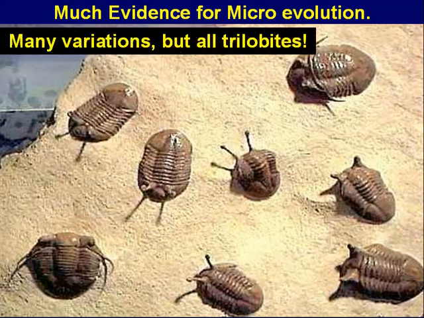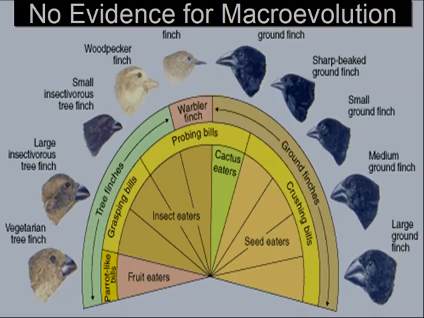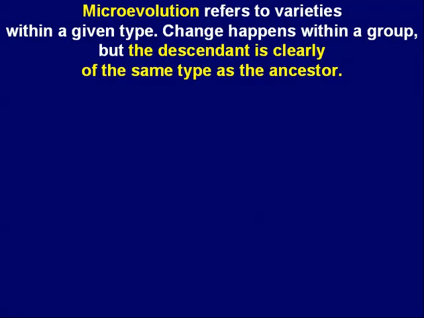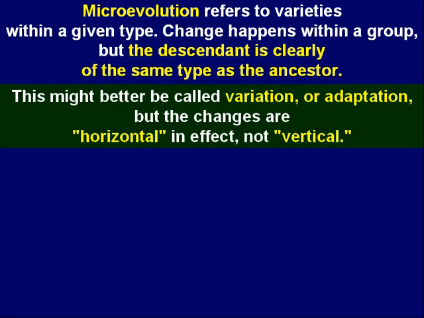There's much evidence from microevolution, many variations, but they are all trilobites. Lots of different styles, lots of different types. Many variations of finches, but at the end of the day, they're still birds, they're still finches. They haven't turned into elephants or a lion. Microevolution refers to varieties within a given type. Change happens within a group, but the descendant is clearly of the same type as the ancestor. This might be better called variation or adaptation, but the changes are horizontal in effect, not vertical.